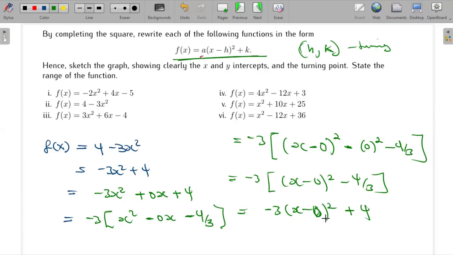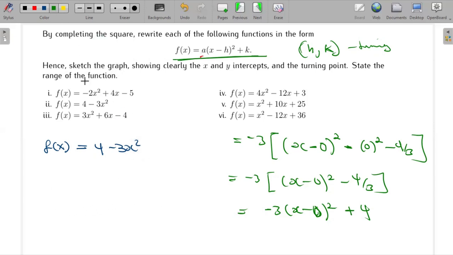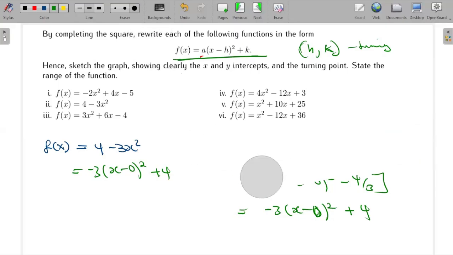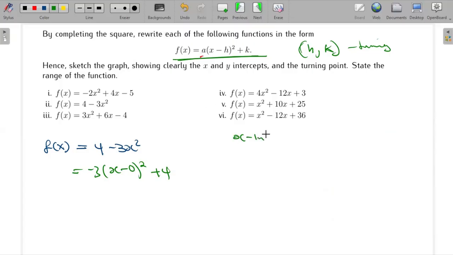Now we have written it according to what they are asking in the question. You see your A there, your H, and your K, as required. Right, do we have any questions here? So we've completed the square. That's step number 1. So now I write it here: negative 3 times x minus 0 squared plus 4. Next, we have to find the intercepts. So let's find the x-intercepts first.